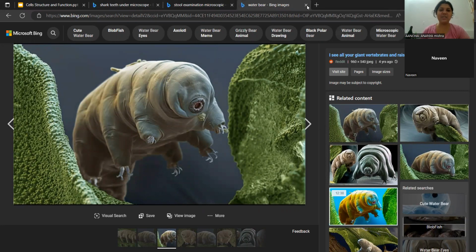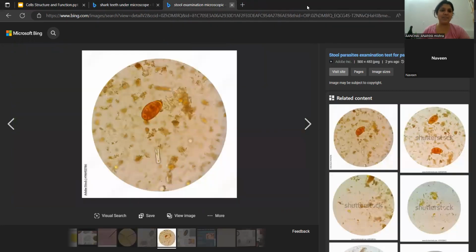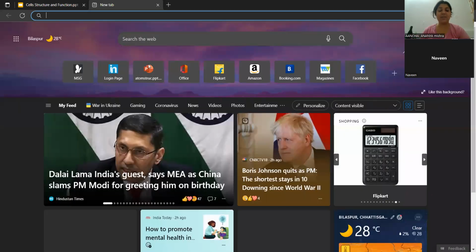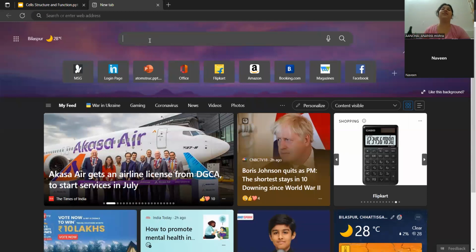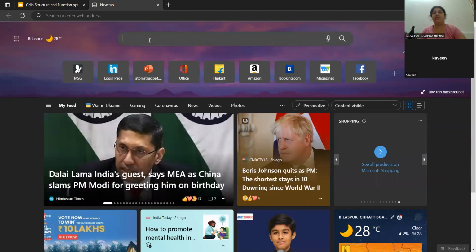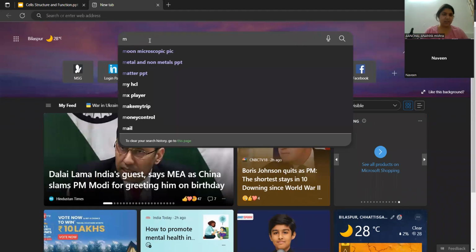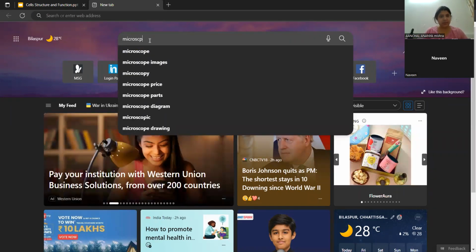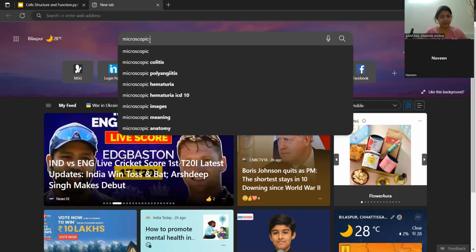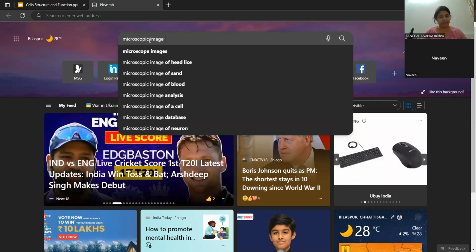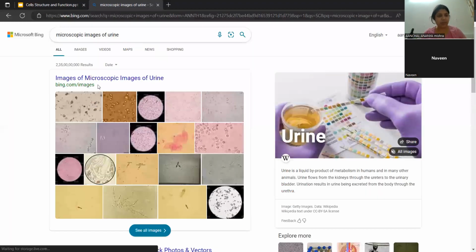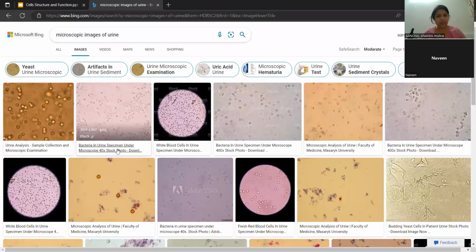Okay, anything else you want to see? One more thing. Yeah, tell me. Pee. Okay, you want to see the microscopic picture of urine, right? Yes. Actually, urine sample. Okay.